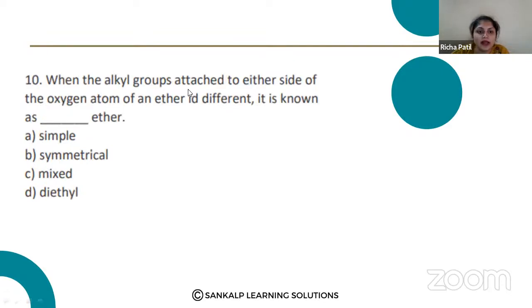When the alkyl groups attached to either side of the oxygen atom of an ether are different, it is known as, yes. Okay, so what is it known as, if on either side of the oxygen atom the groups are different? Okay, I'll give you an example.